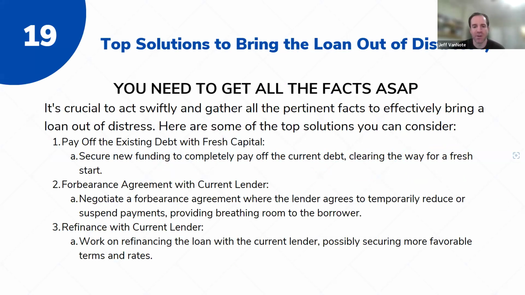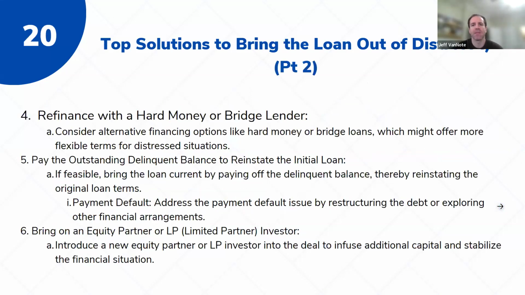Two, forbearance agreement with current lender. Negotiate a forbearance agreement where the lender agrees to temporarily reduce or suspend payments, providing some breathing room for the borrower. Three, refinance with the current lender. Work on refinancing the loan with the current lender, possibly securing more favorable rates and terms. Four, refinance with a hard money or bridge lender. Consider alternative financing options like hard money or bridge loans, which might offer more flexible terms for distressed situations.